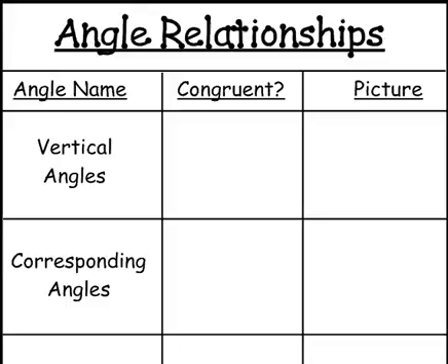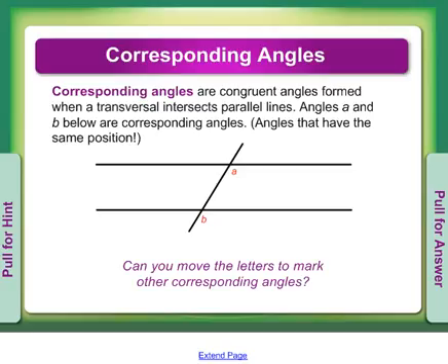Right, so like I said, we're going to be filling in this chart right here. So I'm going to be talking about these three different types of angles: vertical angles, corresponding angles, and then supplementary. You should already know what supplementary means, but we're going to go through it in just a moment. So let's start out with corresponding.